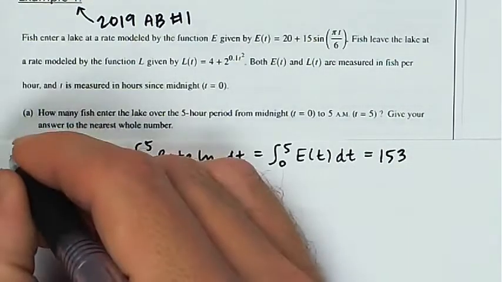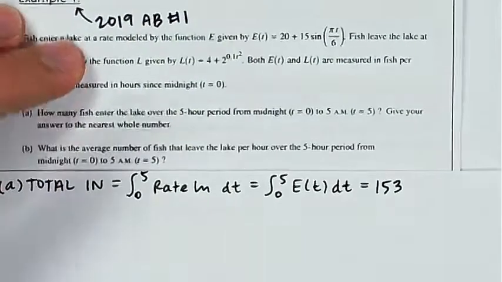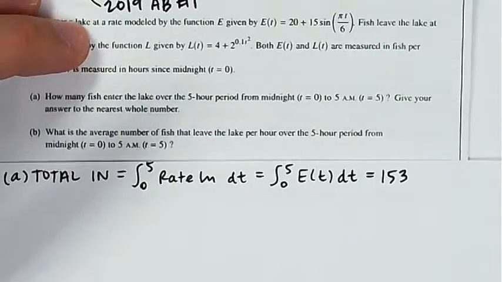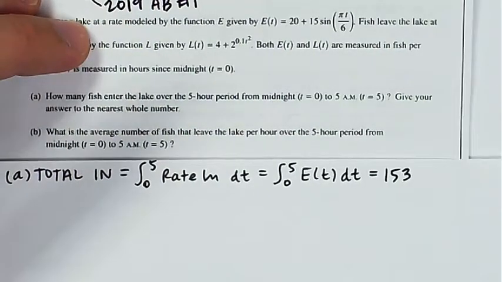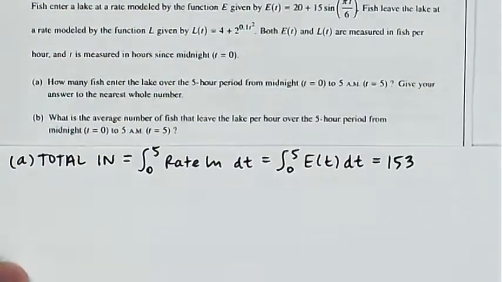Okay, that was part A. B, what is the average number of fish that leave the lake per hour over the 5-hour period from midnight to 5 a.m.? All right, I feel like there's kind of two ways you could attack this.